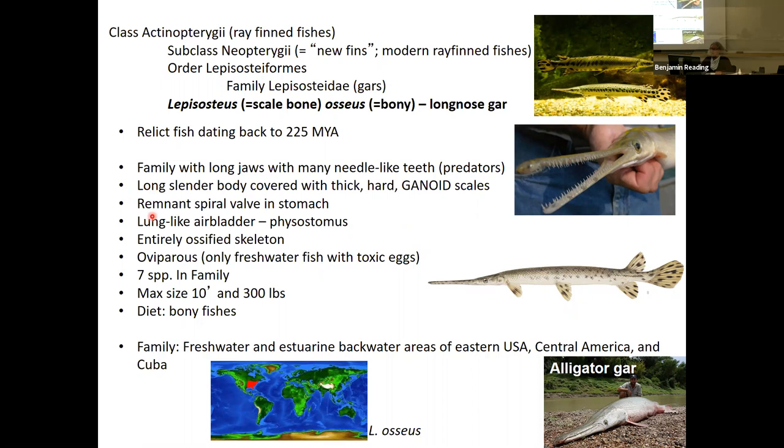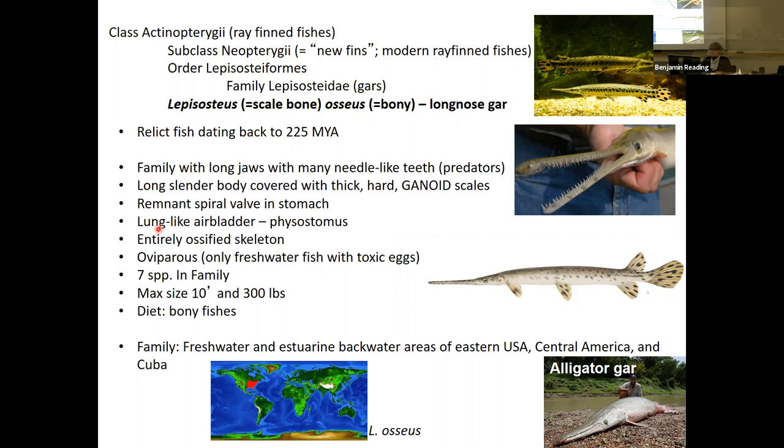Remnant spiral valve in the stomach. And again, you see the spiral valve is an indicator of a less derived fish because it was a structure that was very popular hundreds of millions of years ago. You don't see these things in modern fishes like a largemouth bass.